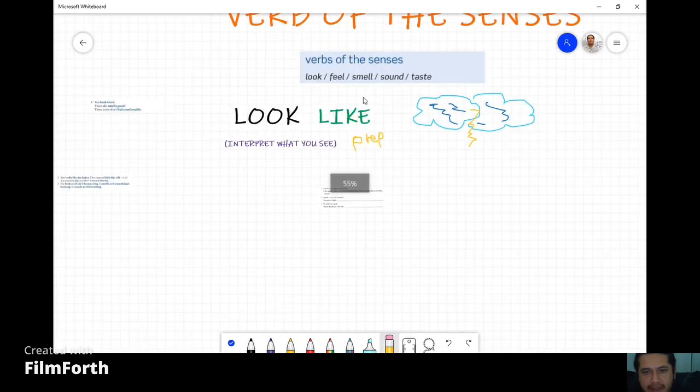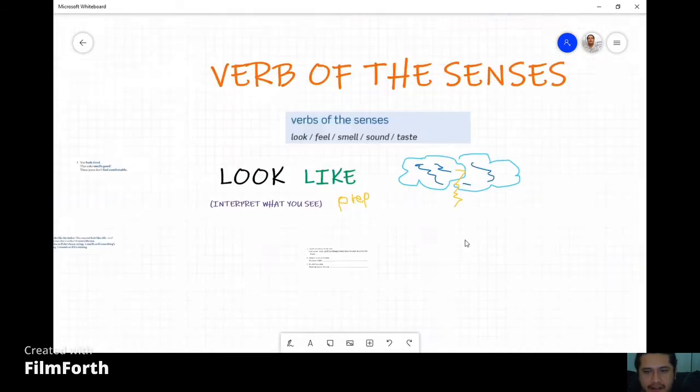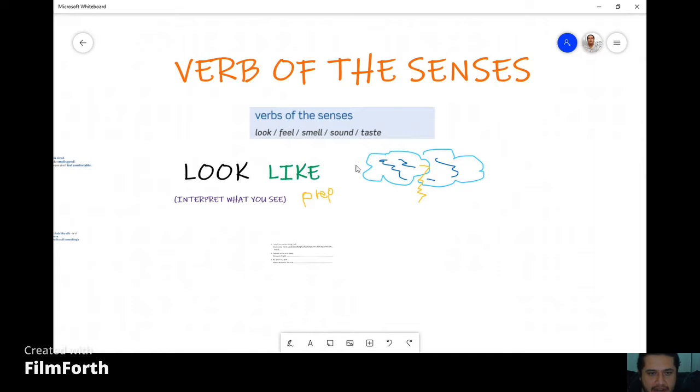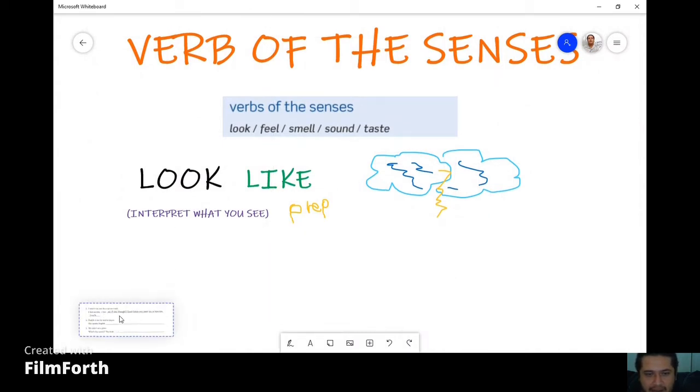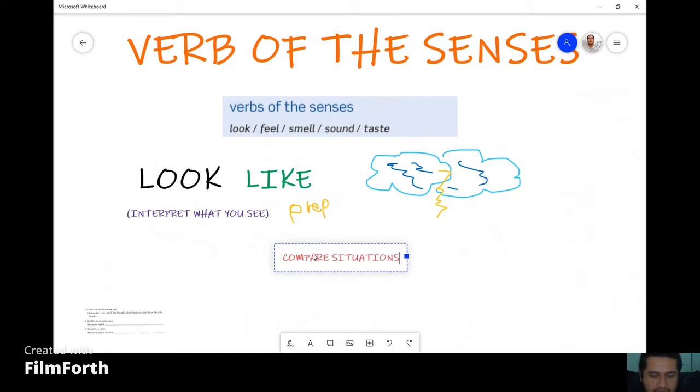We are going to explain very fast the verbs of the senses over here. Pay special attention to these five senses. Those are the senses that we have, and we're going to explain how we can use them in comparisons. Of course, we're going to use them for comparing situations using the five senses.